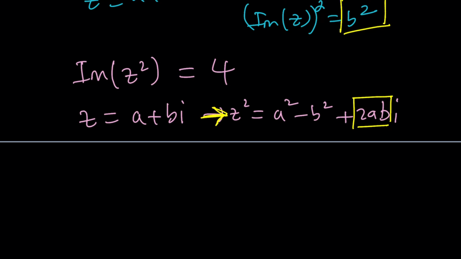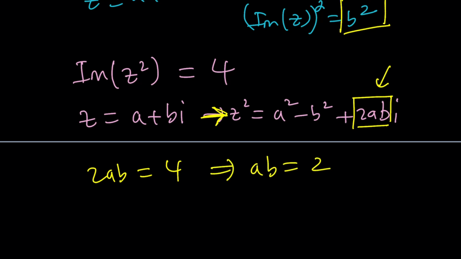Everybody makes mistakes, right? Including me. Of course, I do make a lot of mistakes. But anyways, 2ab. And we're supposed to set it equal to 4. Oh, great. So I got the solution. But what does that mean? This means ab is equal to 2. Again, what does that mean?